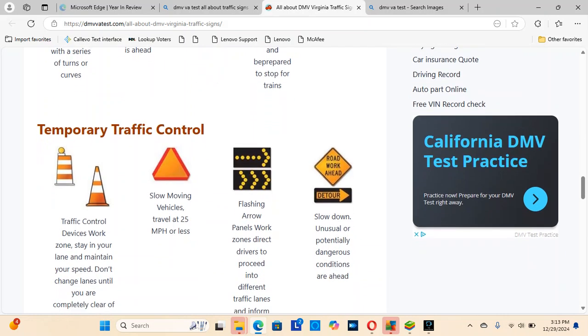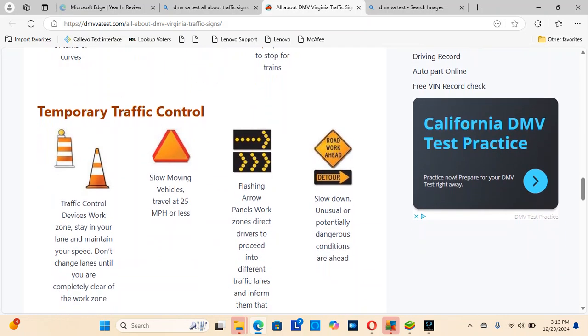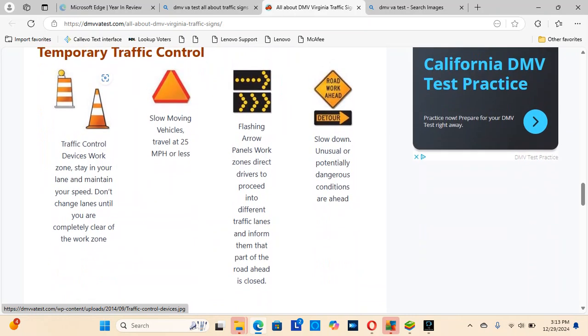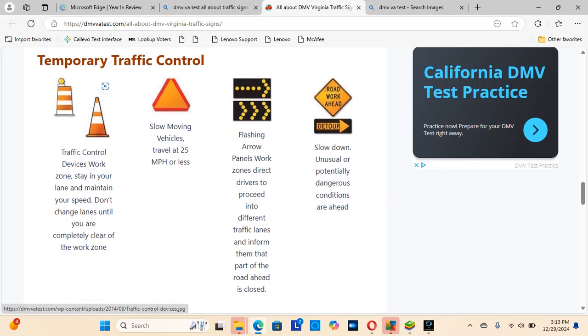Now, in our temporary traffic control signs and symbols, when you see a lot of construction on the road, you'll see barrels or cones, and that means there is a work zone there, and you cannot go beyond the speed limit that's posted for work construction. You do not want to change lanes until you are completely clear of the work zone. Your fines will double or even triple if you're speeding through a construction zone.